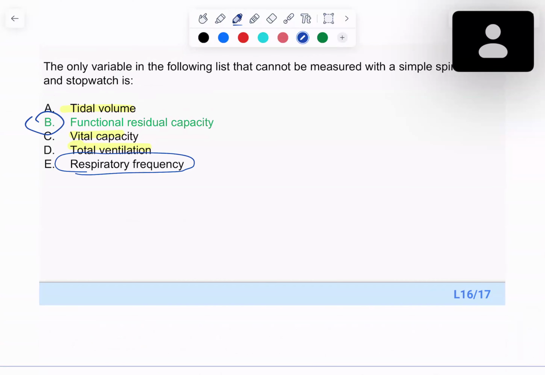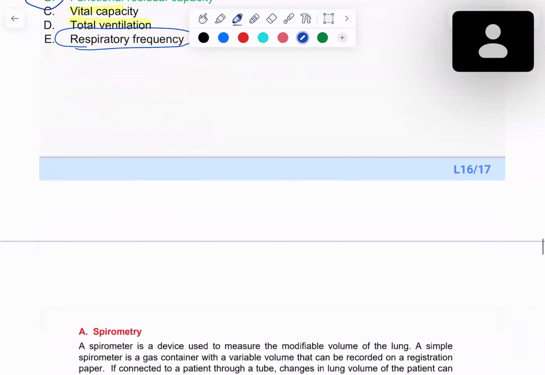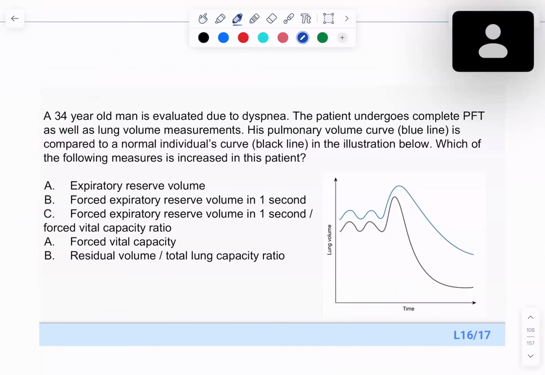Inhales and exhales. And so you cannot measure this with a simple spirometer or a stopwatch. Okay, next question. A 34-year-old man is evaluated due to dyspnea.